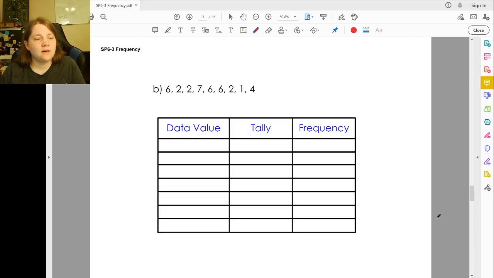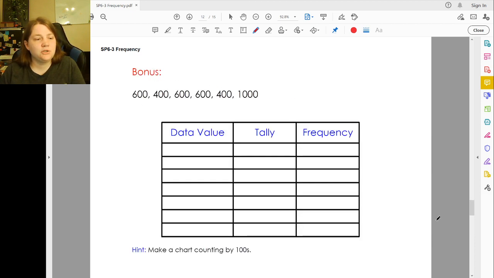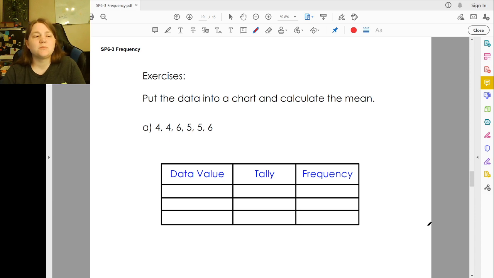We're going to go ahead and do these next 2 practices. We're just going to practice putting the data into the chart. You could be practicing the mean. Today we're practicing working with the tally charts. So we have 4, 4, 6, 5, 5, 6. So I see 4s, 5s, and 6s.